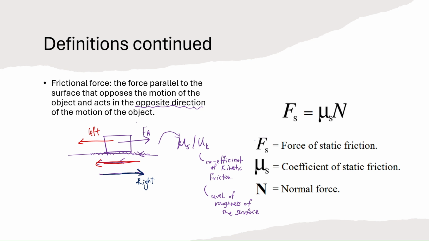Right? The Fs stands for the force of static friction. The μs stands for the coefficient of static friction, and N stands for the normal force, which we have covered in the earlier slide. Let's go into an example real quick and we'll conclude with an example for today's lesson and then continue going on.